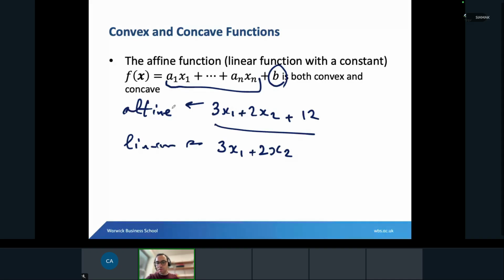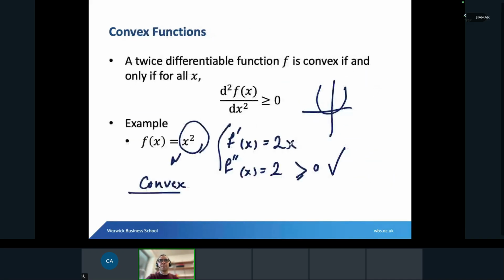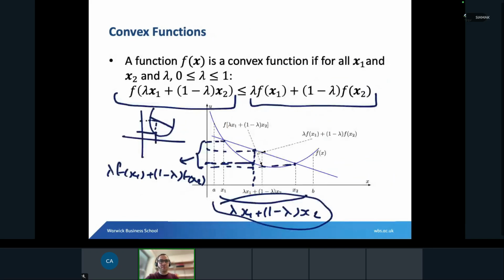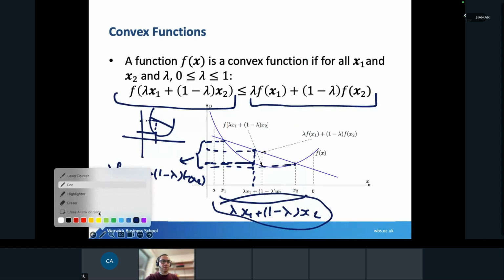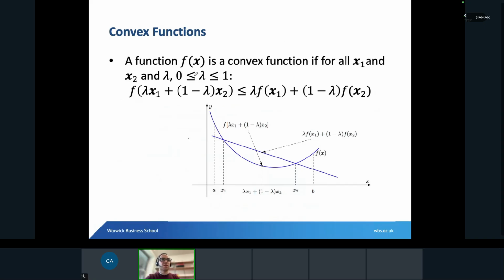But it is both convex and concave. So the definition of a convex function is this, okay? This is a convex function, right? The definition of concave becomes greater than or equal to, because remember that if you multiply this function f(x) with -1, this becomes concave. Okay? It's like this, almost.